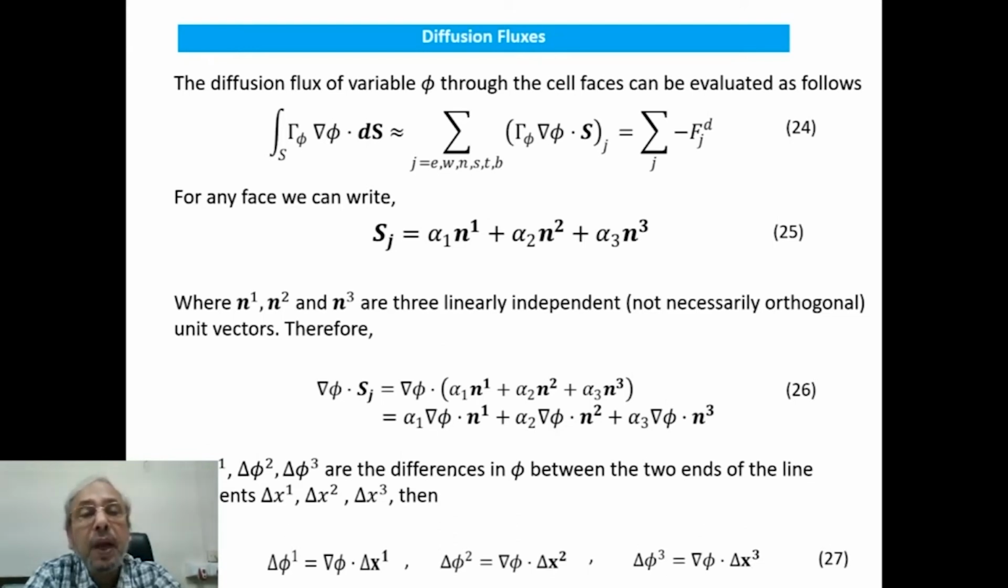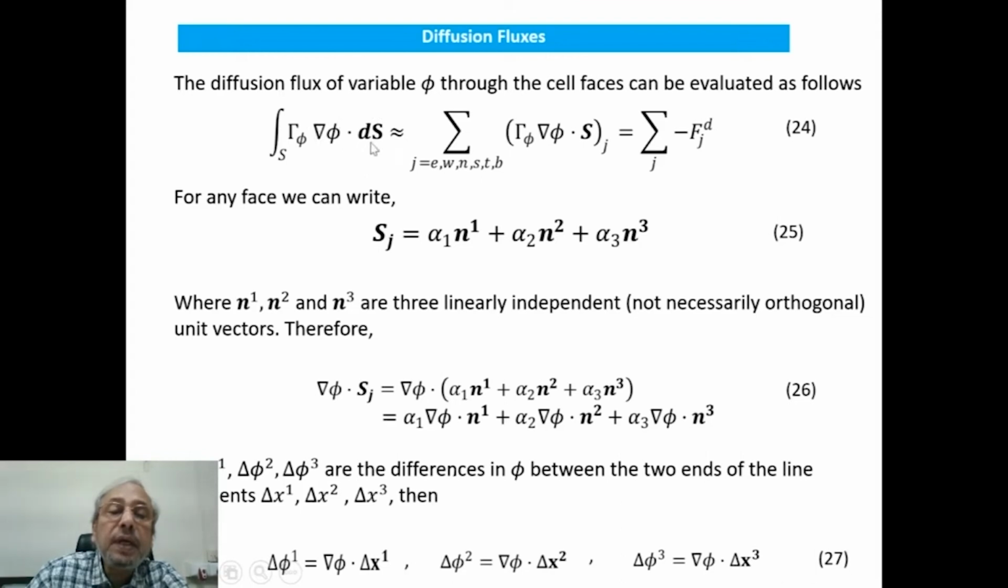Now, the diffusion flux of variable phi through the cell faces can be evaluated as the surface integral. This is basically the diffusion coefficient, uppercase gamma phi, into grad phi dot dS.